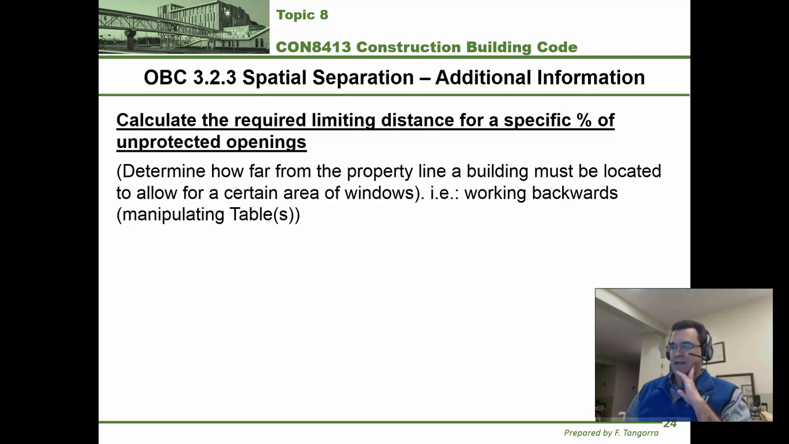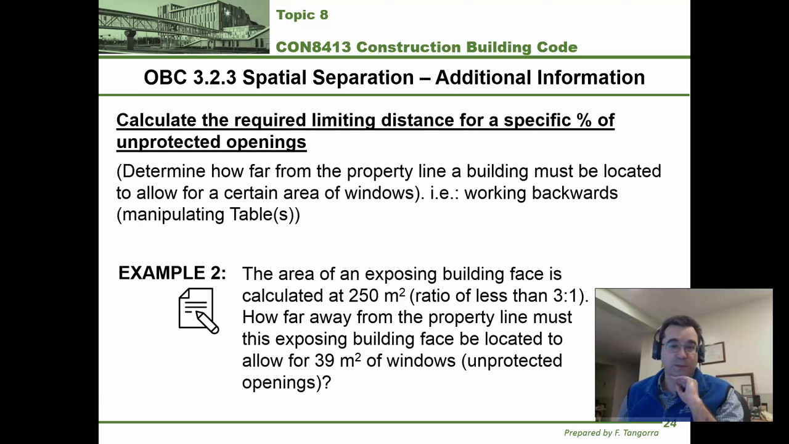And that is, you can also use these four tables that we looked at, B, C, D, and E, kind of backwards. What I mean by that is that, given the amount of unprotected area, you could work backwards to figure out what the limiting distance could be. Okay, and that's by manipulating the tables themselves. So with example 2, we're going to see how to use this backwards method.